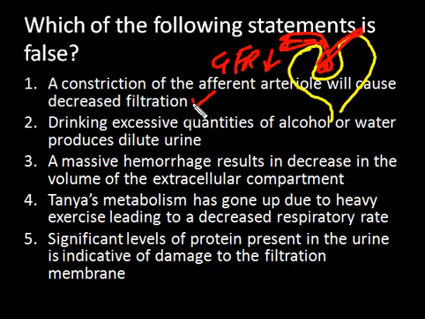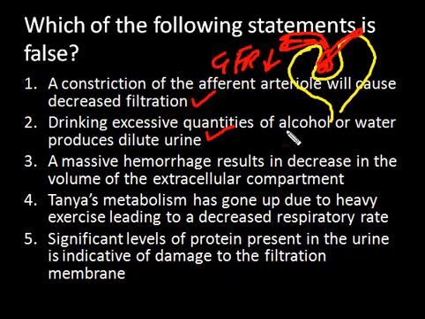So this is true. The next one says drinking excessive quantities of alcohol or water produces dilute urine. This is also true. If you drink too much water or alcohol, your body has more fluid than normal. So what it will do is want to get rid of that excess fluid, and it can do that by passing more urine. And in that case, the urine becomes dilute.